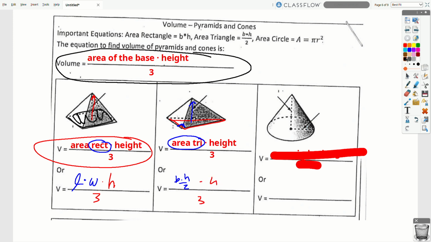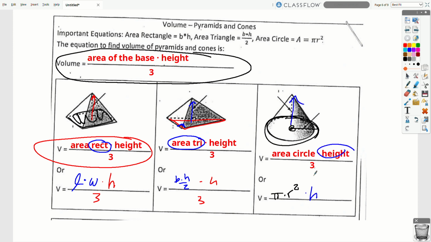Then here we have a circle for the base, and so that means area of the base is a circle, so area of the circle times the height divided by 3. Area of a circle is pi times radius squared. Radius is from here to here, and then the height goes up and down. That will be multiplied by that height, and then divide all that by 3.